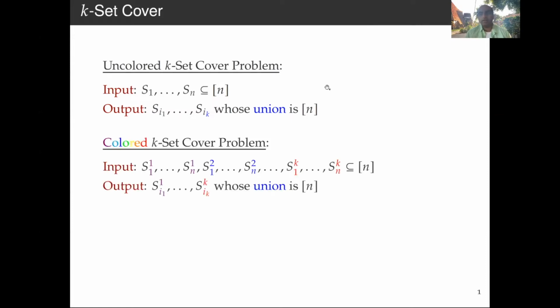And we can consider a colored variant of this problem, which also appears a lot in the literature, which is the colored k-set cover problem, where we are given k collections of sets, and we would like to determine one set in each collection whose union is the universe. So we are asking for picking one set in each collection such that it maximizes the coverage, and in this case, whose union is the entire universe. And we ask, is the colored version and the uncolored version computationally related? Or in other words, are they equivalent?